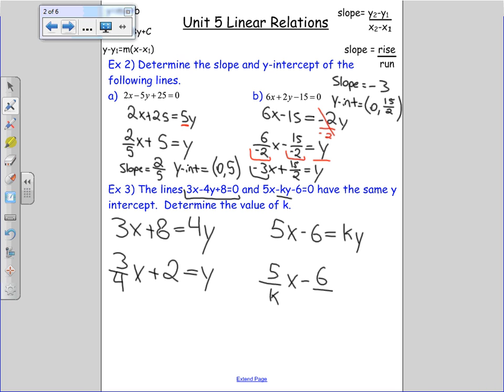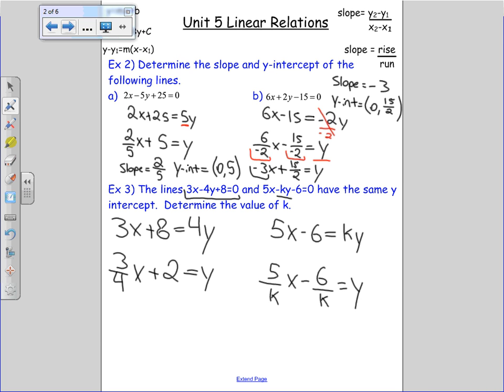And the question tells us they have the exact same y-intercept. So what does k have to be for them to have the same y-intercept? What do you think, Maya? -3. Because -6 divided by -3 would give us 2.